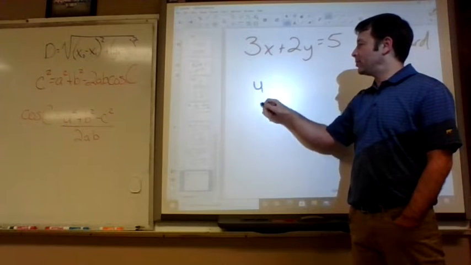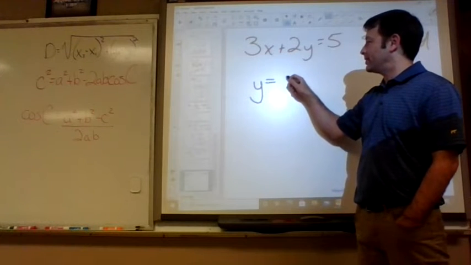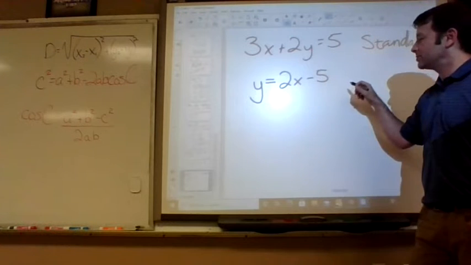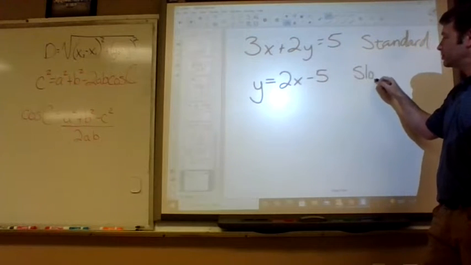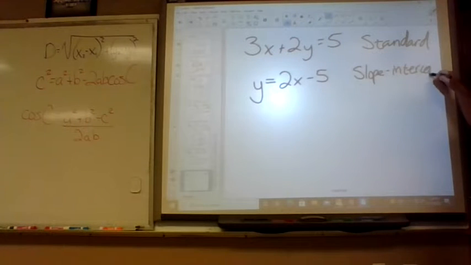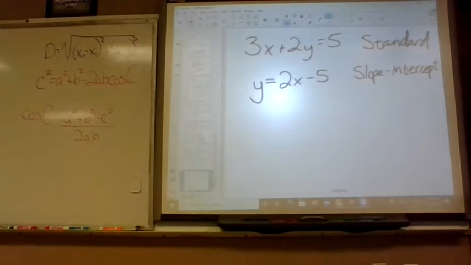So if you get y by itself, if you solve for y, and you get something like this, this is called slope-intercept form. Why is it called slope-intercept form?